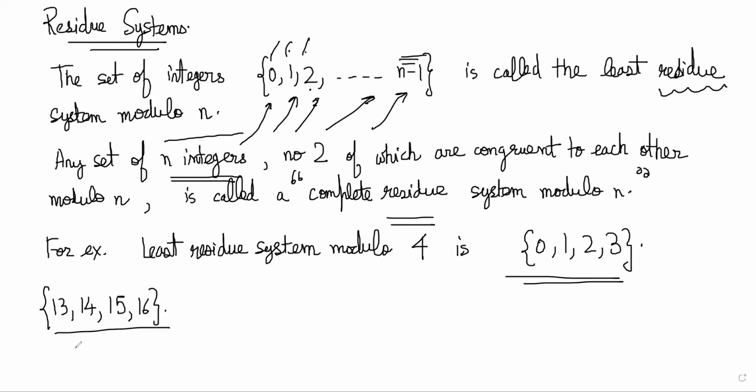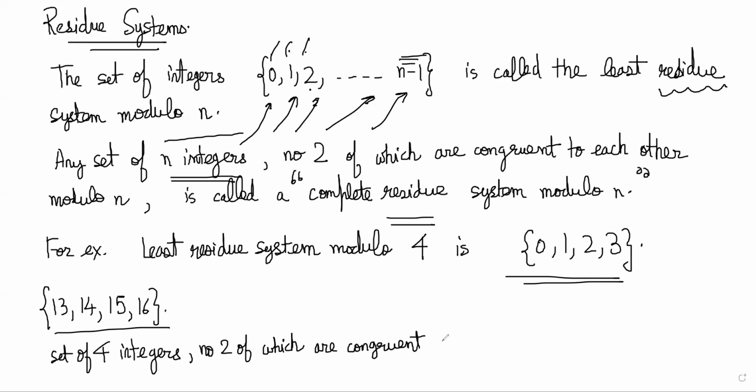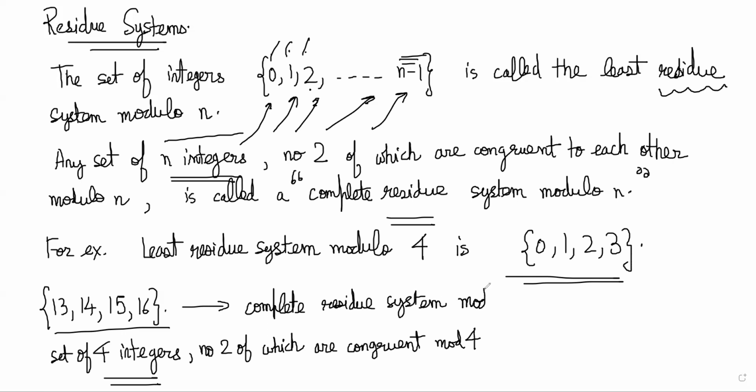What is this? This is a set of 4 integers, no two of which are congruent to each other modulo 4. And since we have 4 integers, none of which are congruent to each other modulo 4, this is a complete residue system modulo 4.